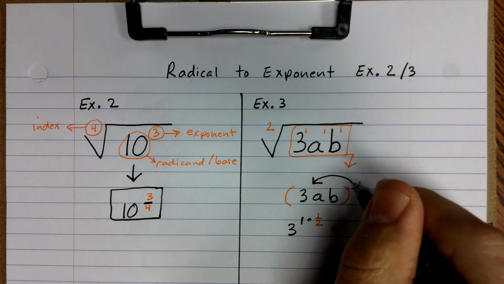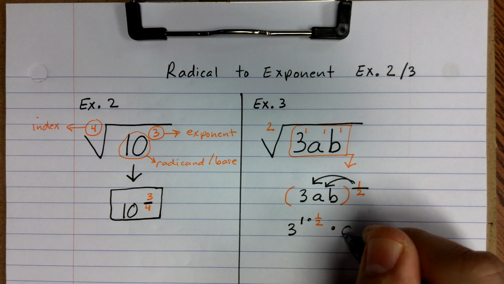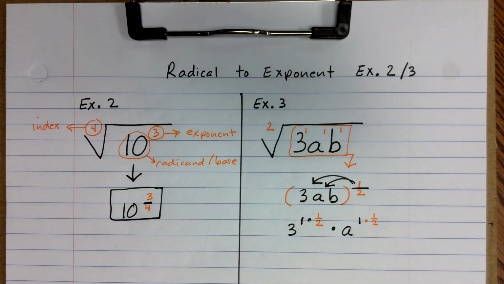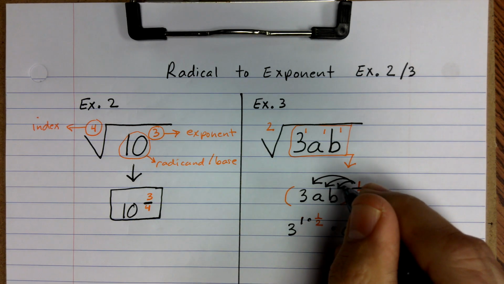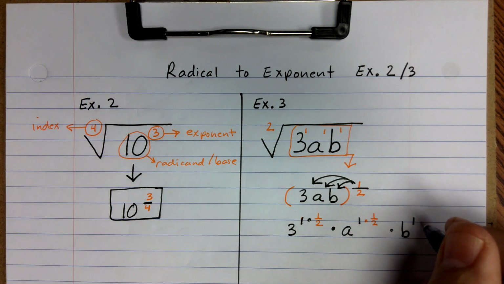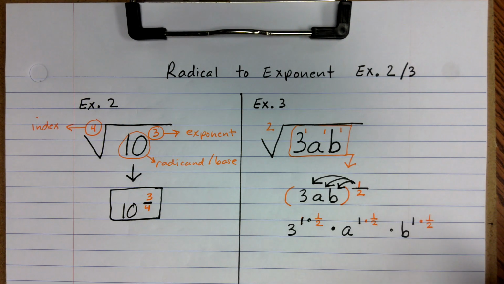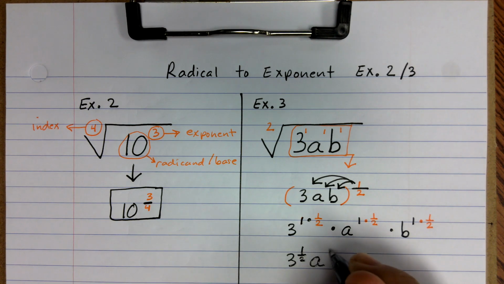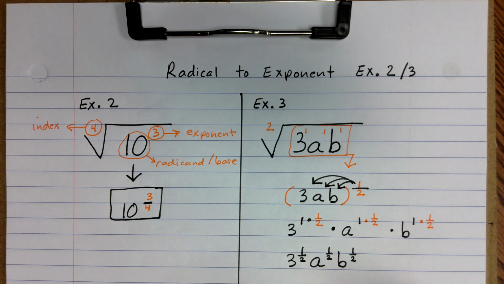And then it's going to be times my next one, which is a to the power of 1 times the power of 1/2. And then the next one is b, so times b to the power of 1 times 1/2. And if we were to multiply this all out, this would basically just turn into 3 to the power of 1/2 times a to the power of 1/2 times b to the power of 1/2. And that's our final answer.